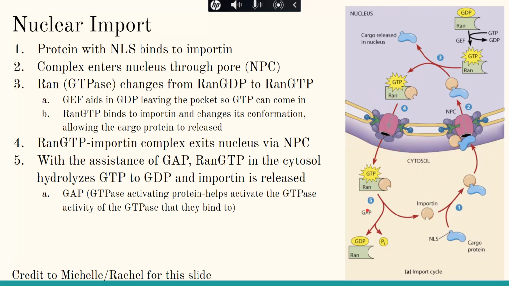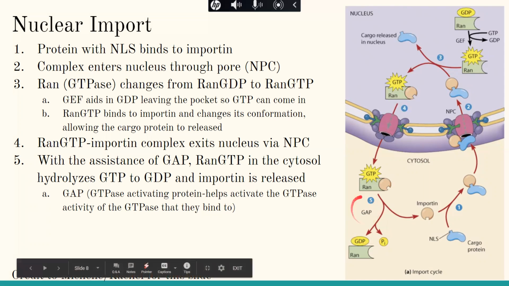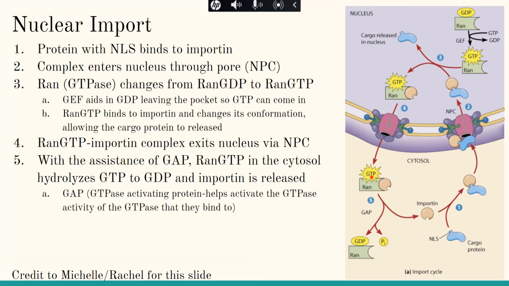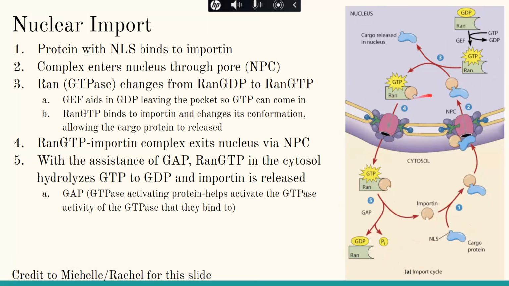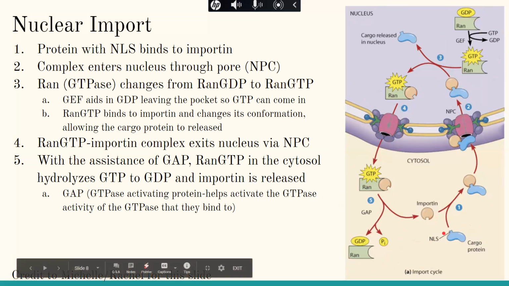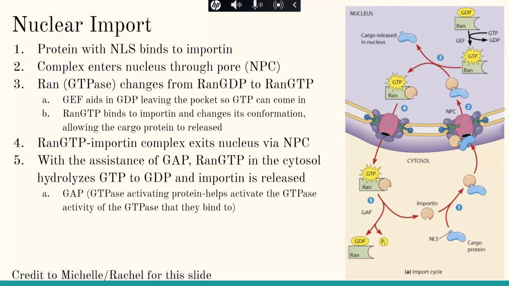And then for number 5, with the assistance of GAP, which is in the cytoplasm, like we talked about, GAP helps hydrolyze GTP to GDP to release importin, so that it can go and bind to another protein with this NLS sequence and take it into the nucleus for this cycle to be completed. So the main takeaways here: you have your GAP in the cytoplasm and GEF in the nucleus. And you need this RAN complex to take importin out of the nucleus and then release it so that it can continue the cycle. Do you have any questions on this nuclear import?